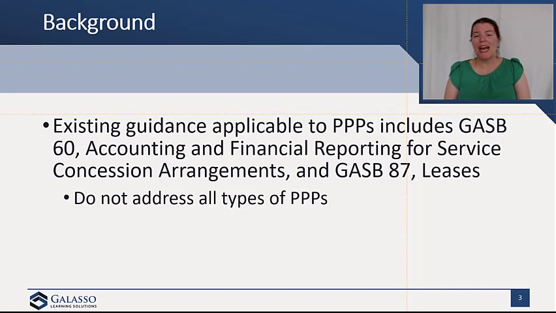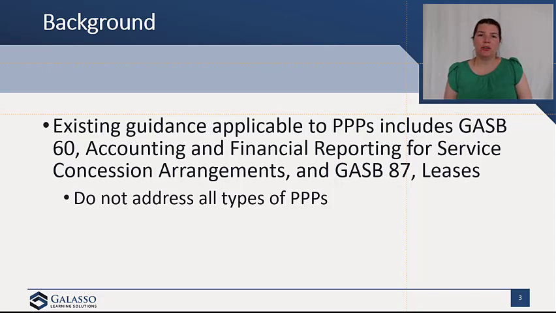Currently we have two sets of guidance. We have GASB 60, which is related to service concession arrangements, and that is for when we have the right to operate another entity's asset. And then we have GASB 87, which covers leases, which is when we have the right to use or control the use of another entity's non-financial asset. In both of those scenarios, we have specific guidance that has been issued.